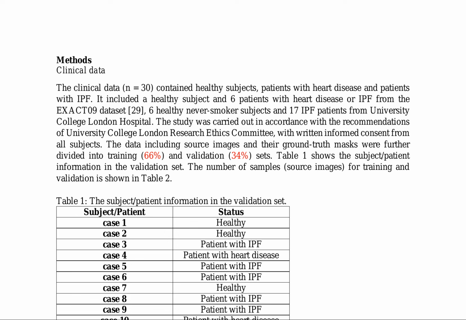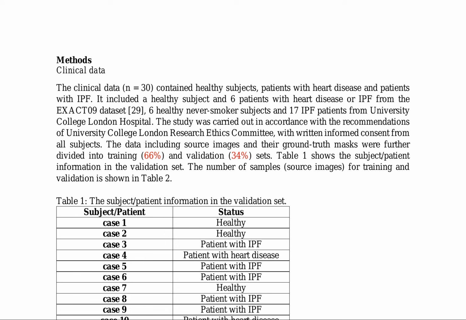This study utilized a dataset comprising 30 subjects, including healthy individuals, patients with heart disease, and patients with idiopathic pulmonary fibrosis (IPF). The EXACT-09 dataset and University College London Hospital provided the data, with written informed consent from all subjects and approval from the University College London Research Ethics Committee.